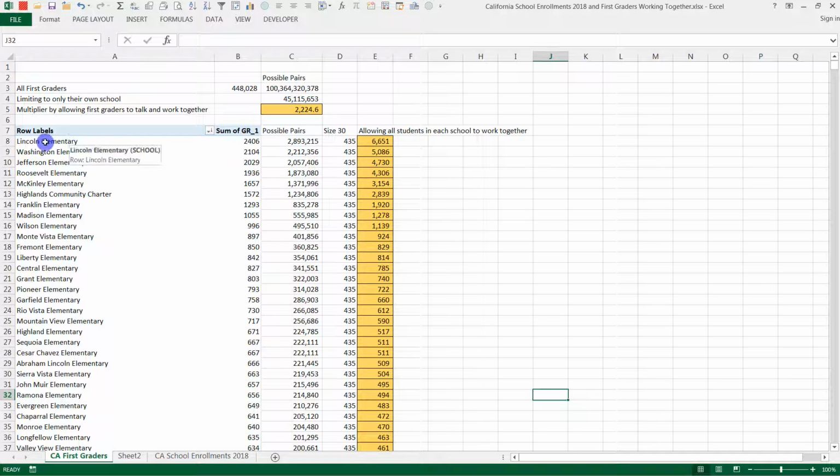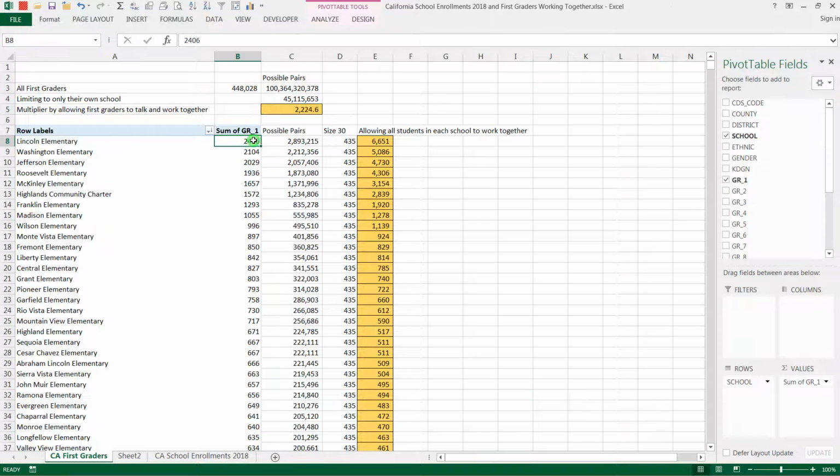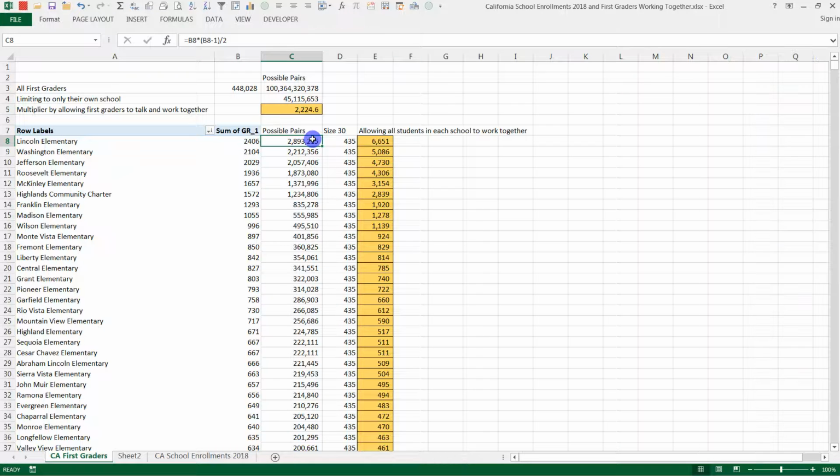It doesn't matter whether this is maybe a district or something. I don't care. So here's a case where there are 2,400 people who could work together. In this case, I'm talking about first graders working together. So this is the number, and this is the number of possible pairs, n times n minus 1 over 2. So those are the pairs that this many people could form.